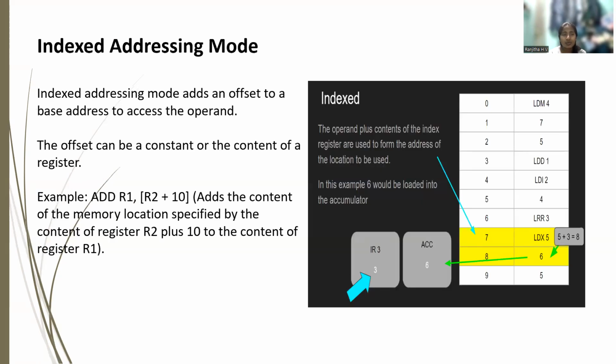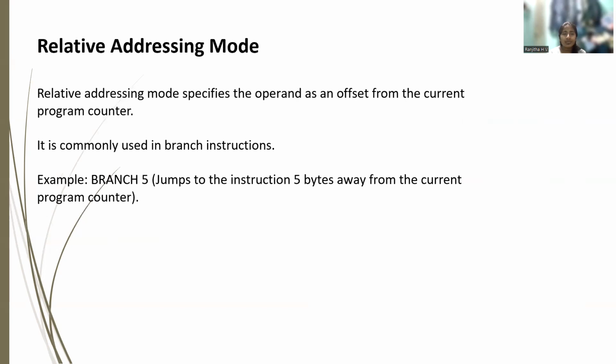Index addressing mode. The index addressing mode adds an offset to a base address to access the operand. The offset can be a constant or the content of a register. Example, ADD R1, R2 plus 10 adds the content of the memory location specified by the content of register R2 plus 10 to the content of register R1.